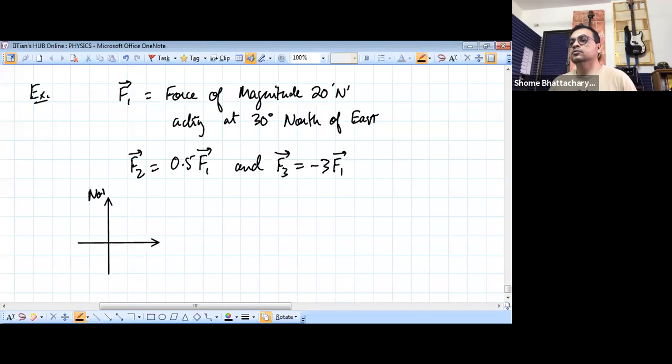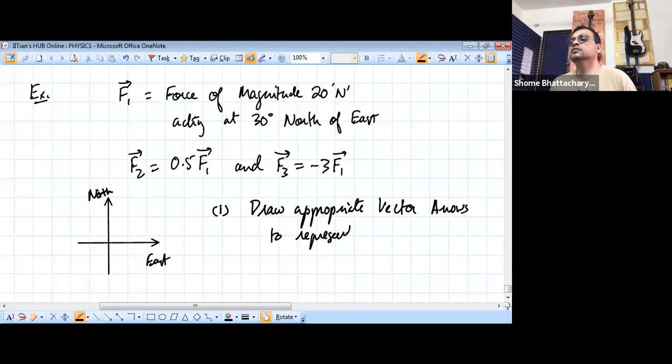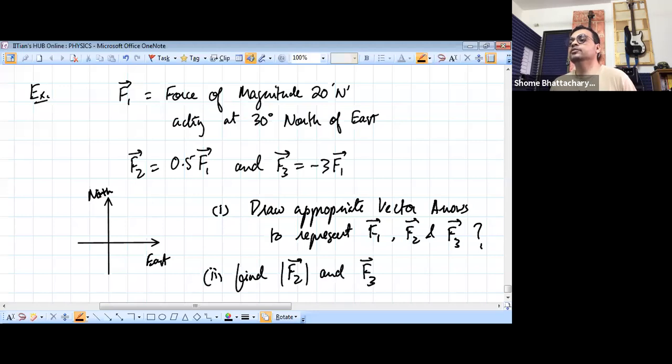So first part, draw appropriate vector arrows to represent F1, F2, and F3. Okay. And find the magnitude of F2 and magnitude of F3.